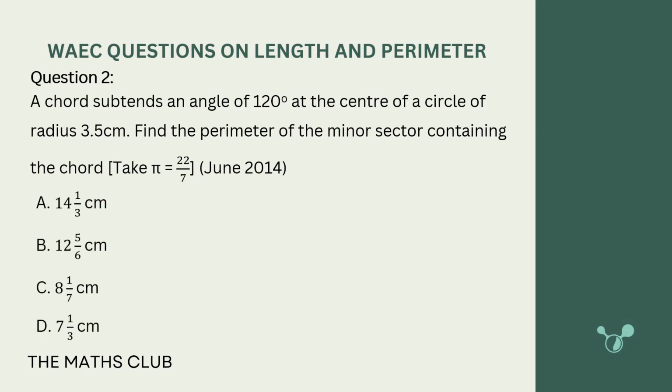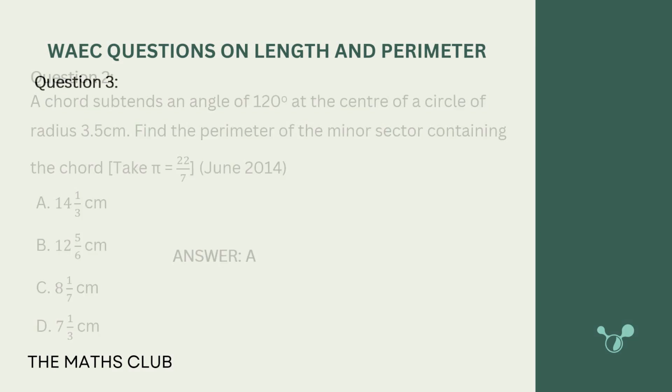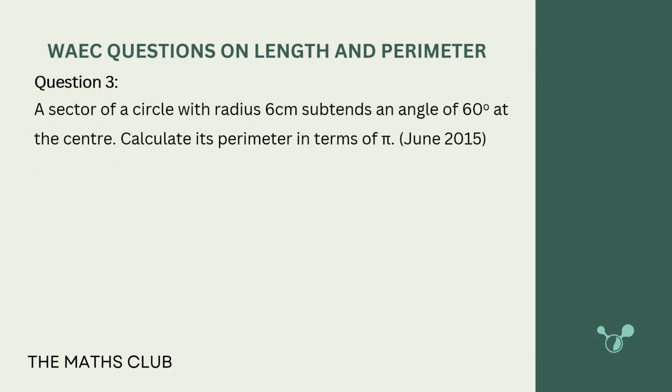So that will be option A. Great. Question 3 now says that a sector of a circle with radius 6 centimeters subtends an angle of 60 degrees at the center. We should calculate the perimeter in terms of pi. This is from June 2015. Pause the video and try this out yourself.